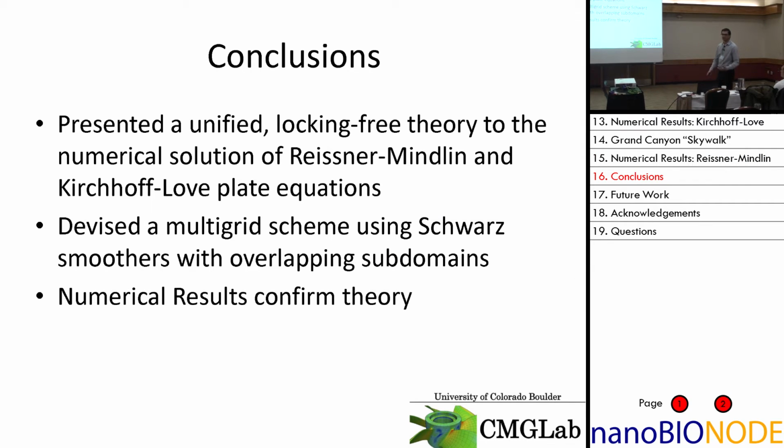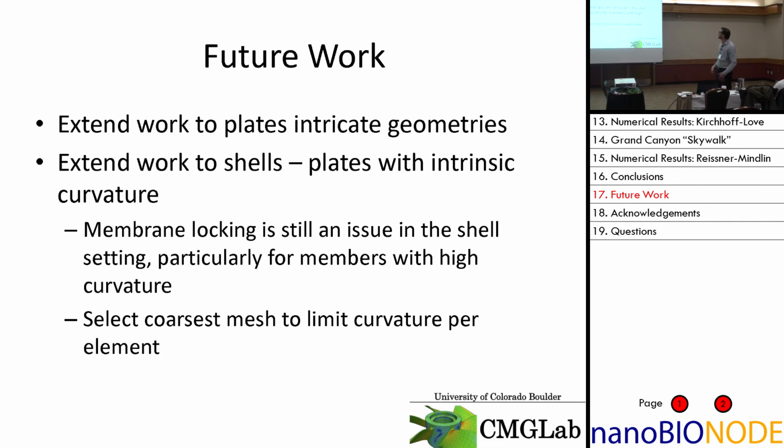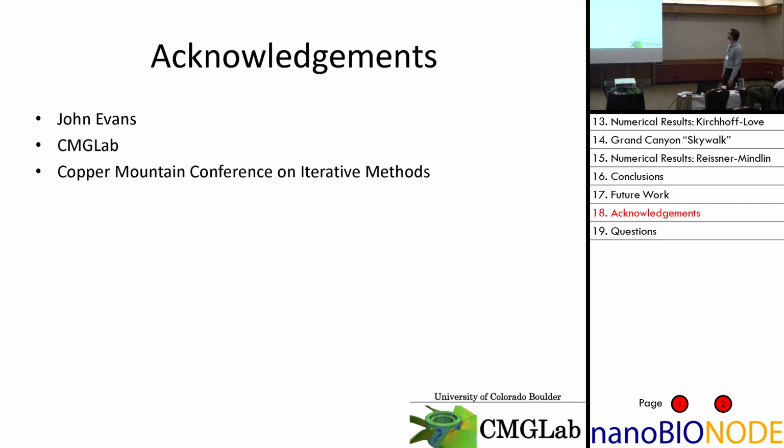So in conclusion, we presented a unified theory between Reissner-Mindlin and Kirchhoff-Love that's locking free and allows us to use a multigrid method to find solutions. And our numerical results confirm the theories that we presented. I want to extend the work to more intricate geometries, so even crazier skywalk type problems. I also want to extend this to shells, which have curvature. You'd have to do some tricky things like pick your subdomains to limit the amount of curvature per element on our coarse mesh, because there are other locking modes present in shells.